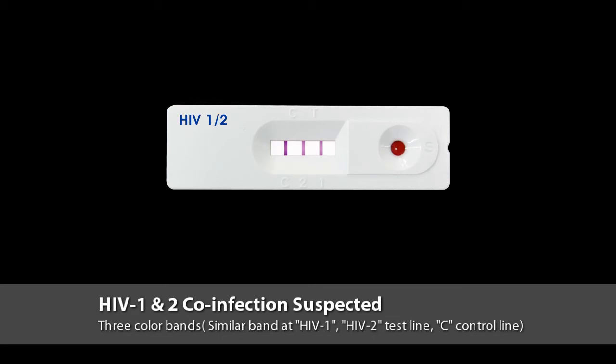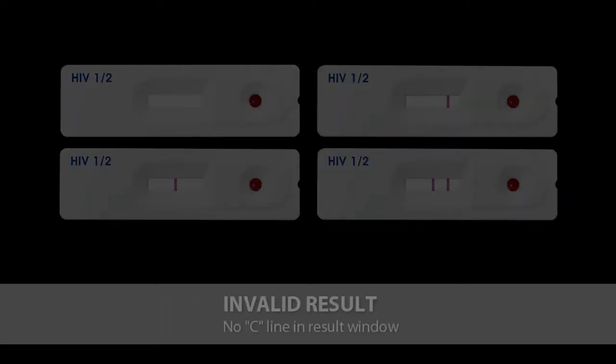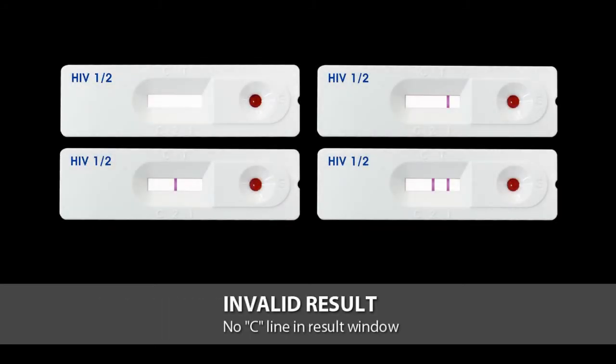If the 1 and 2 lines are similar, you must perform a confirmatory test to determine the virus type or diagnose a co-infection accurately. If no line appears near the letter C, conduct the test again with a new test device and new disposable capillary pipette.